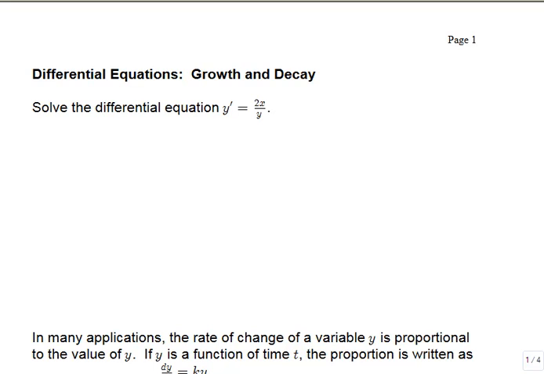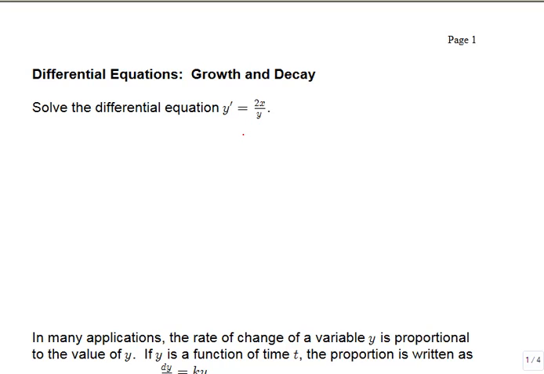Welcome to the video lecture on differential equations, growth and decay. Let's start by reviewing how to solve a differential equation. Let's look at y prime equals 2x over y. Now to solve a differential equation, first let's review what a differential equation is.